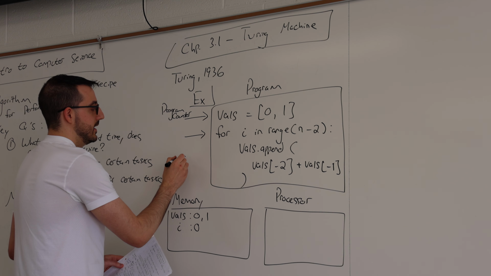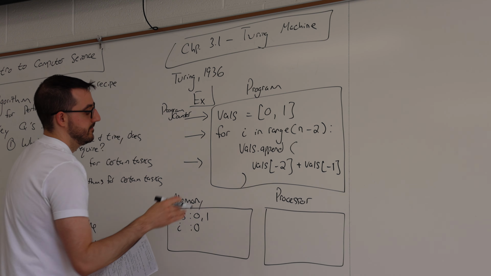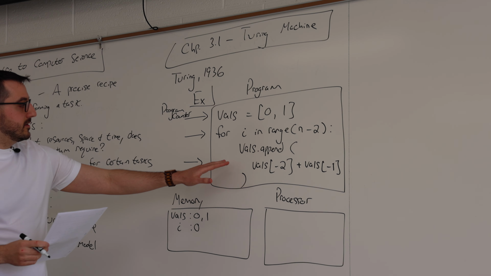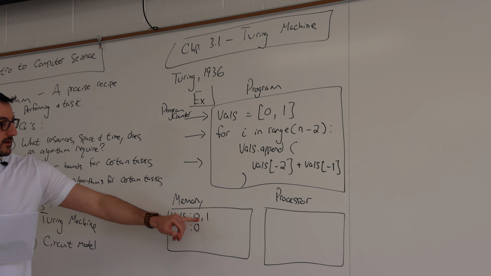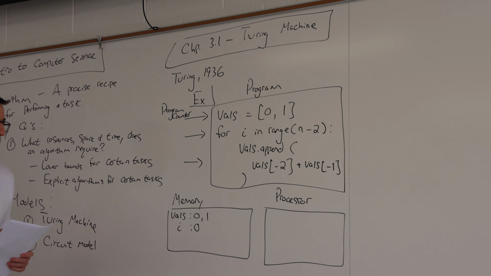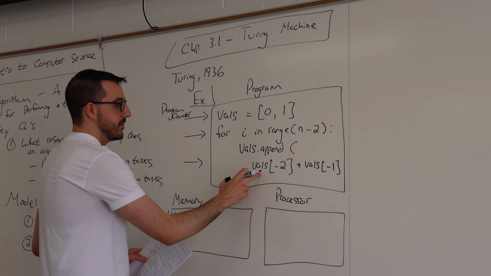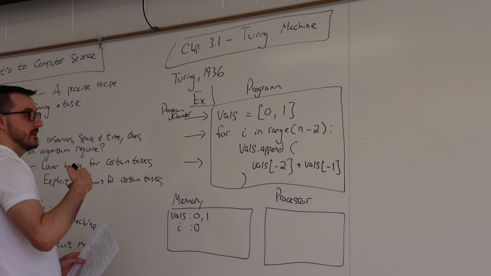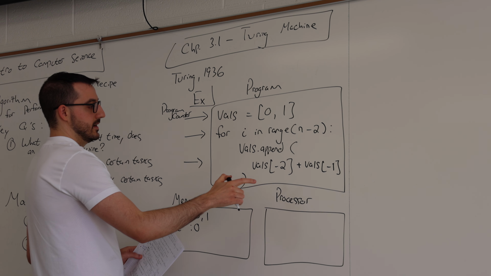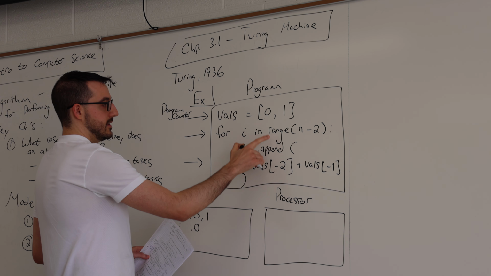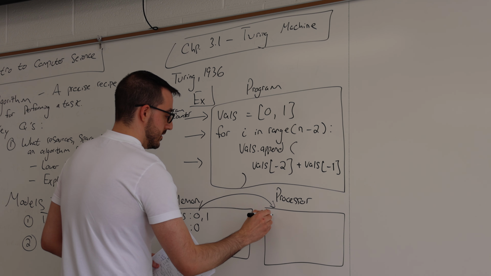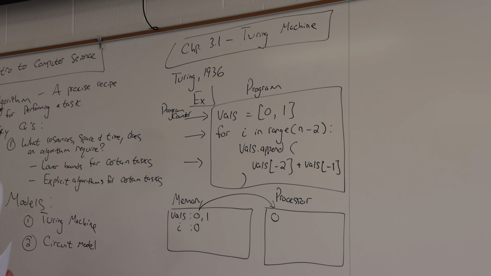Now we're going to go to the next line, which I've written as 3, but let's treat it as one line. So I'm going to append something to this list of values that I started with 0 and 1. I need to do some processing in order to do this. I need to add two of the numbers. So what the processor is going to do is it's going to look at the list. It's going to get the second to last number, that's 0. So this number is going to come over into the processor.